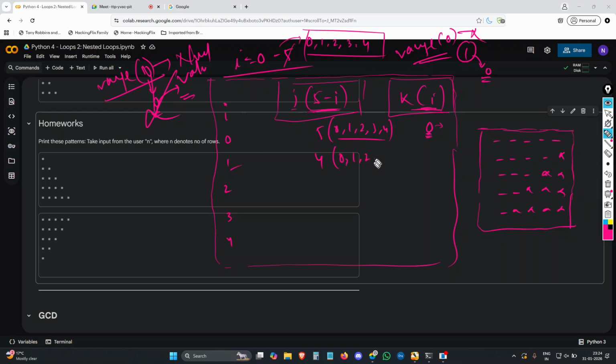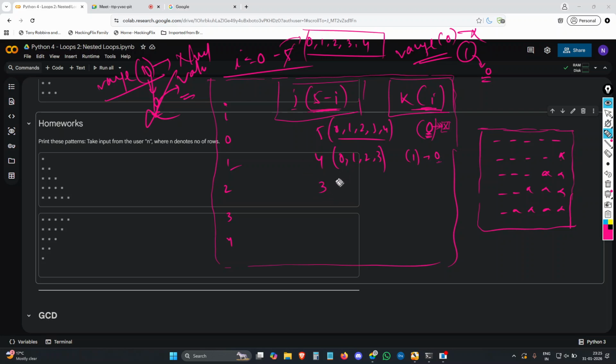Can you complete the chart once for J value 4, then K value is for how many? 1, 2, 3. So that is 4 star. And this one, what will its range? It will become 1. For 1, I will have 0. That means for 0, I will have 1 star. And for range itself 0, I will have nothing, right?